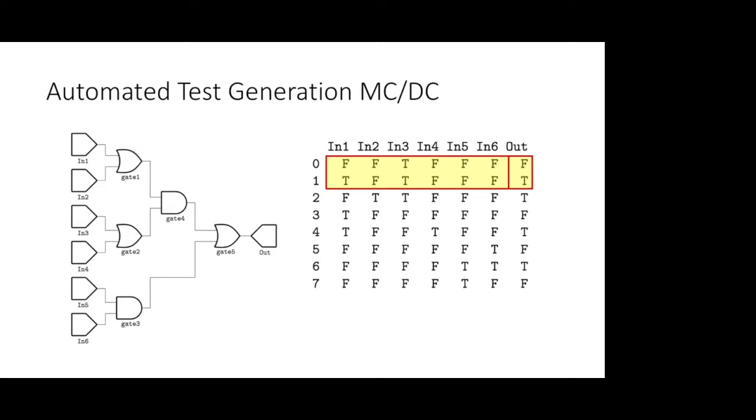Without going into the details, essentially you have to find pairs of tests for which the output is different and just one input is different as well. So in this case, the input 1 evaluates to false and true, and all the other inputs have the same value, and the result is again false and true, which means that input 1 is relevant in this circuit. If you do the same for all the other inputs, if you find a pair of tests for each input like this, then you have proven that your circuit satisfies the MCDC criterion.